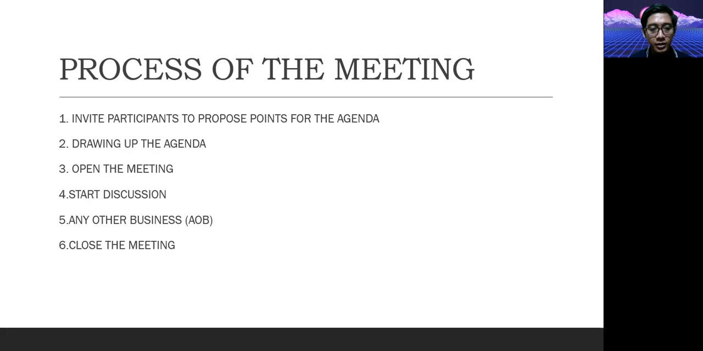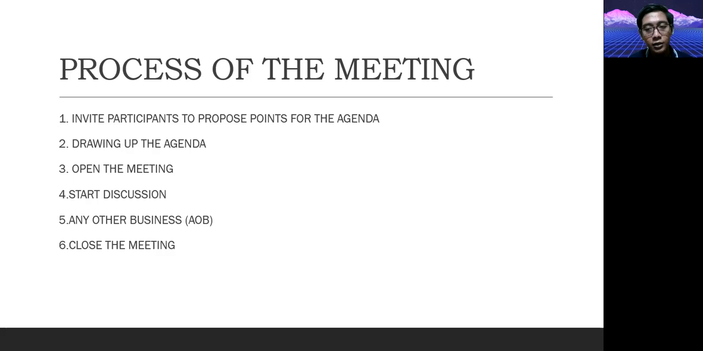And then opening the meeting. In opening the meeting, the chair will let the participants go through the minutes of the previous meeting. And then the chair will start the discussion. And during the discussion, participants make recommendations and proposals in order to solve problems.